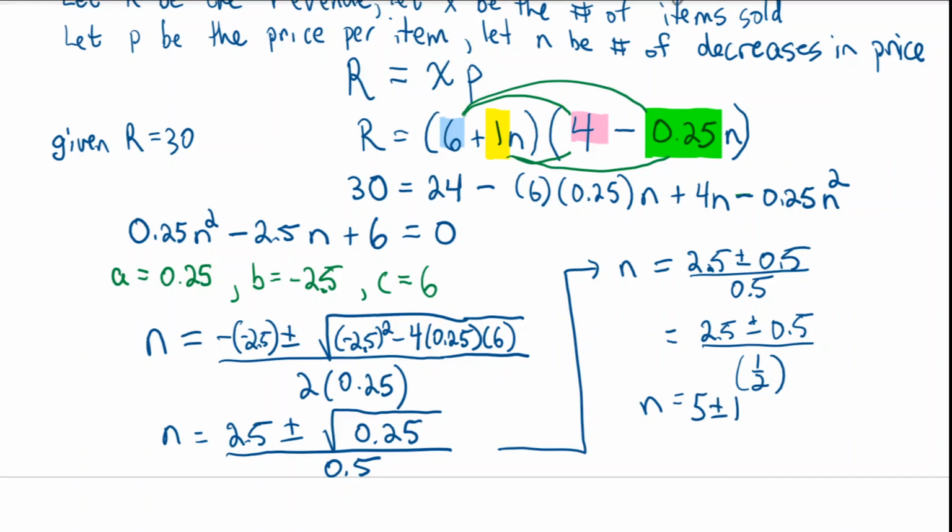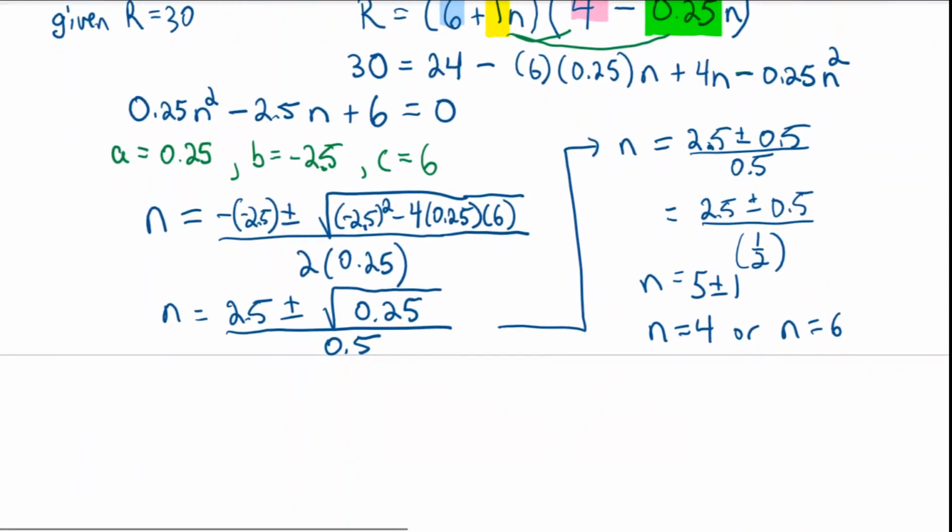So we actually have 5 plus or minus 1, which means there's going to be 2 possible results. We have n equals 5 minus 1, which gives us 4, or n equals 5 plus 1, which is 6, and there it is. What this is saying is, to get a revenue of $30, we can do either 4 decreases in price or 6 decreases in price.